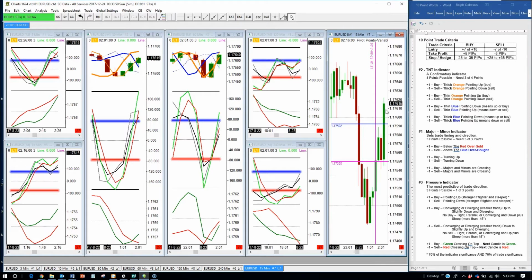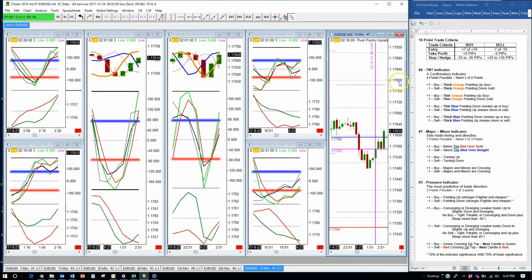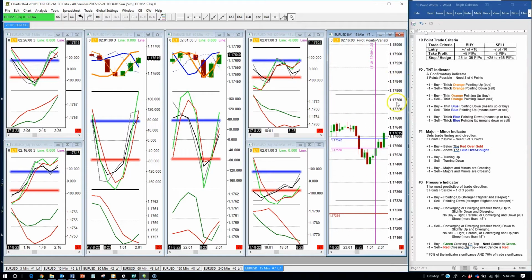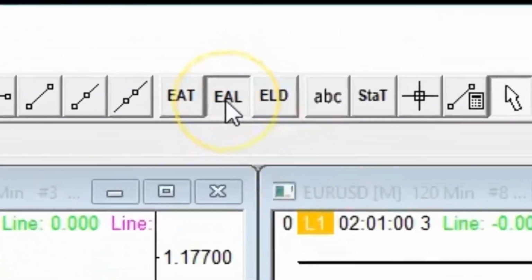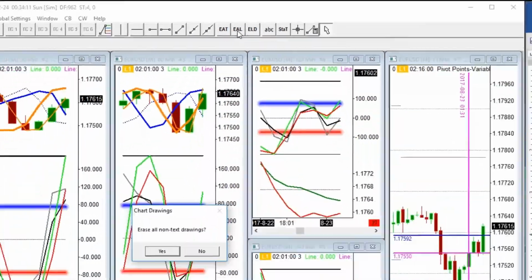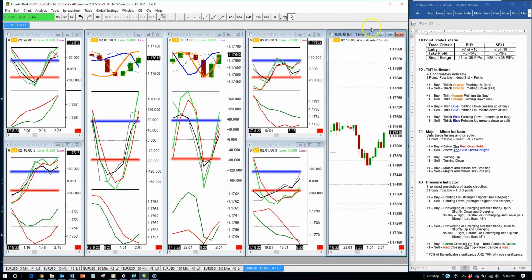All right. So let's clean this up for when we come back. I'm going to left click right here on these numbers, and I'm going to slide this so I can reset it. Left click, hold it, and slide it back and forth. And now I want to clean these lines off. So I'm going to come up here to EAL, erase all lines, and I'm going to hit yes. Now I had to have selected that chart to do that.